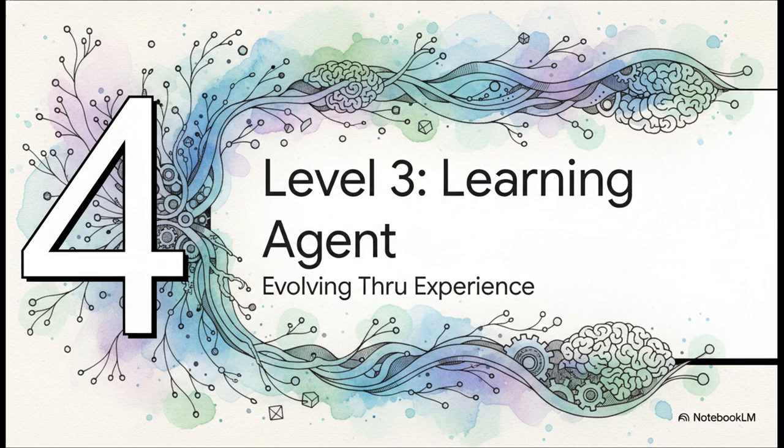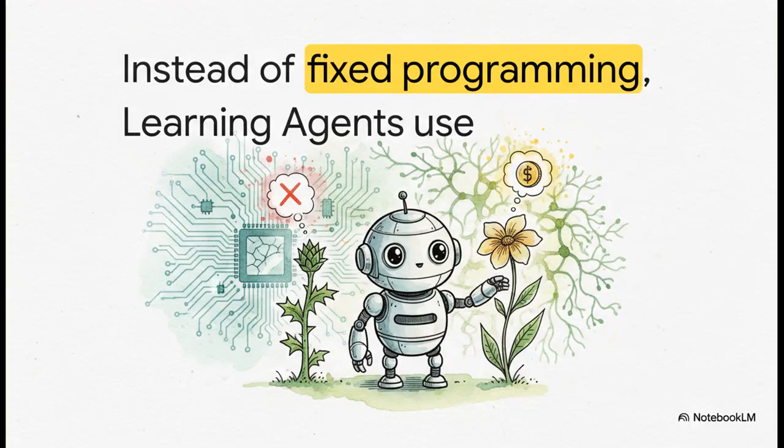So, up until now, all the agents we've talked about are programmed with a fixed set of rules. But what if an agent could learn and adapt all on its own? Well, welcome to level 3, the learning agent. And this, my friends, is where AI starts to get really, really interesting. The secret sauce here is a technique called reinforcement learning. And honestly, it's a lot like training a dog.